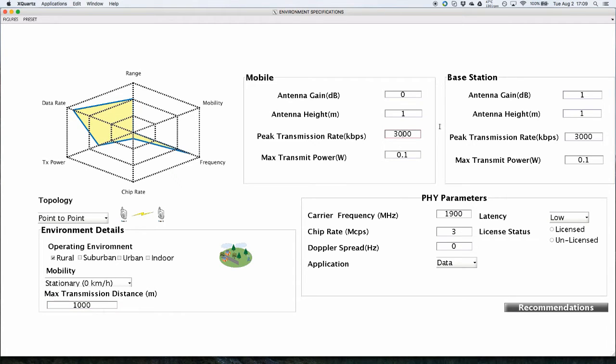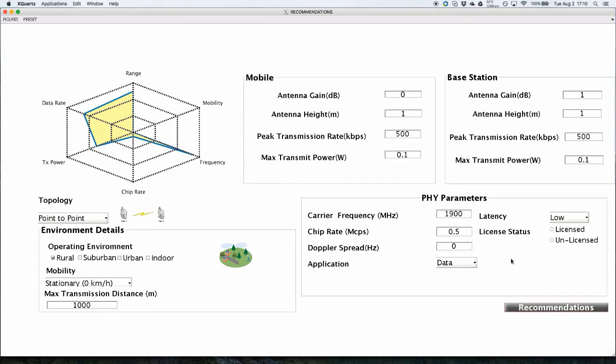So we started off by saying that we were thinking about a rural environment. We're going to think about a problem in which we have a 500 kilobit per second data rate. One might imagine this is useful for low quality video or high quality audio. We will specify the chip rate. In the future, we'll have a more sophisticated interface for developing and using the recommendation engine.